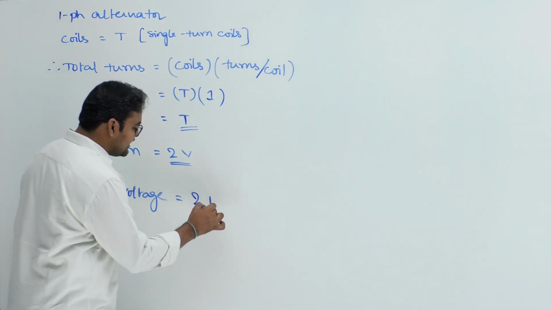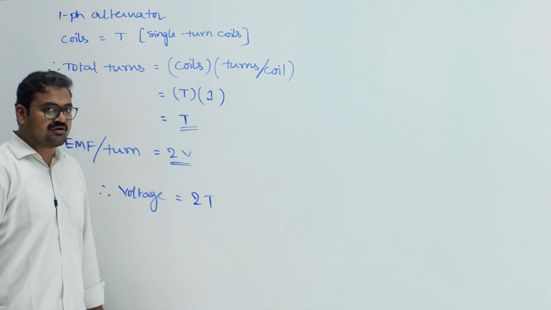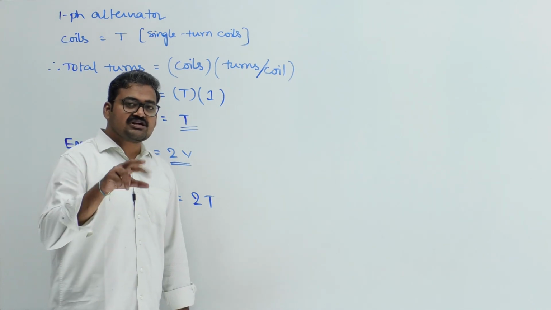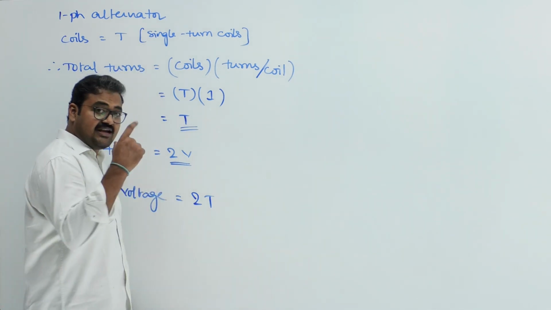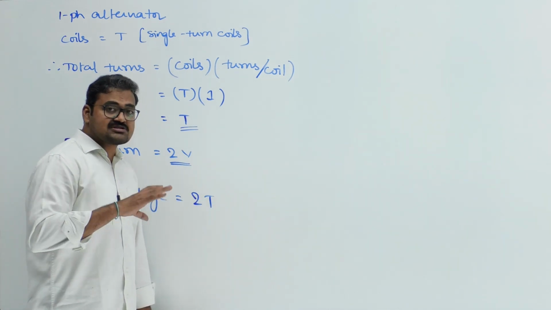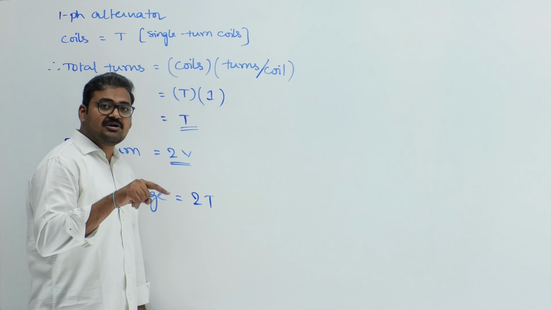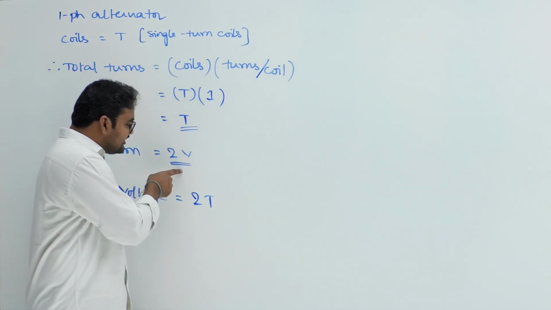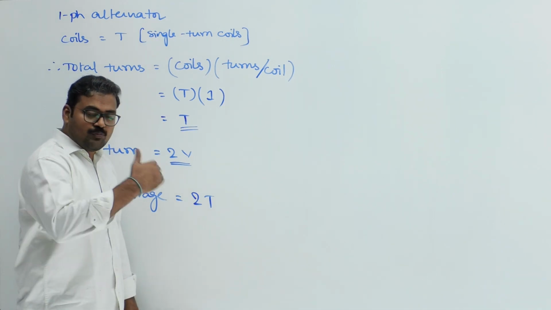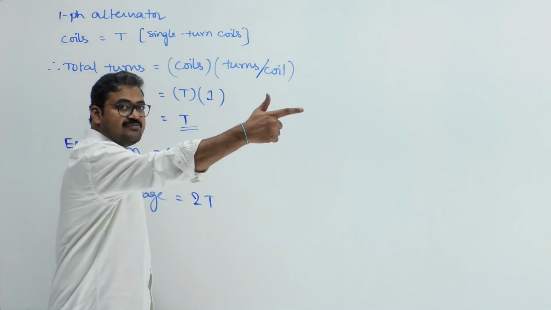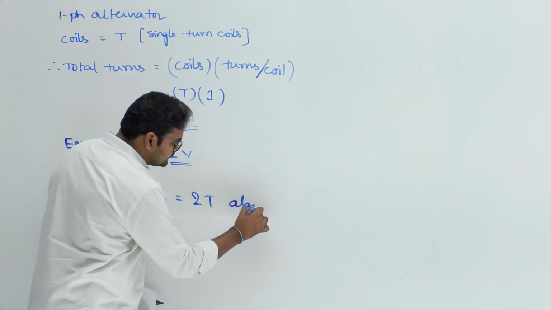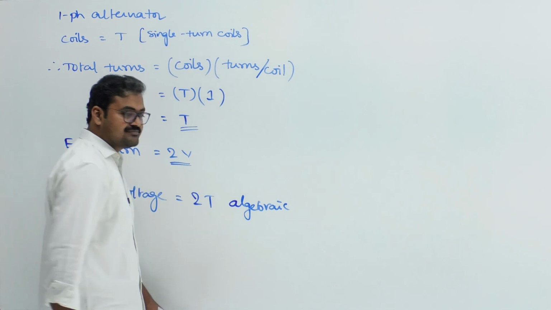Most of the students will say 2T. But that is wrong. You see, suppose 10 turns are there. Each turn 2 volt. What is the total voltage? It will become 20. Mathematically, it looks correct. But that is wrong answer. Why? Because T turns with 2 volt per turn means you are doing algebraic calculation. 2 plus 2 plus 2 plus 2, T times, you will get 2T. This is algebraic calculation.